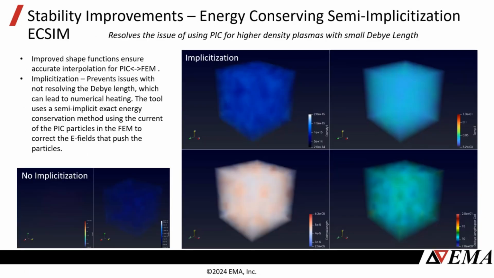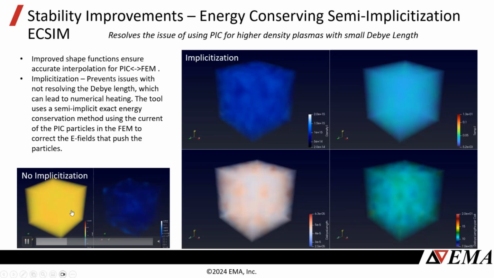Other improvements were stability improvements. So we have what we call EC-SIM, energy conserving semi-implicitization. This is to help us solve this problem of numerical heating that occurs when the Debye length is not resolved properly. So without implicitization, you can see that when you initialize just a plasma in a cube, the temperatures are going to diverge. The electrons are going to really move around and just get heated for numerical reasons.